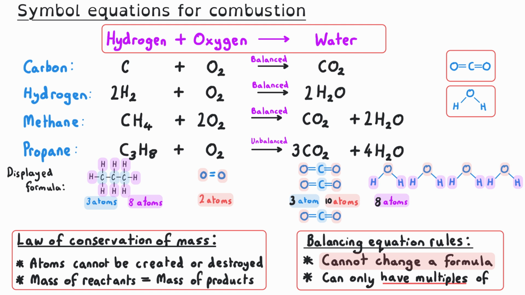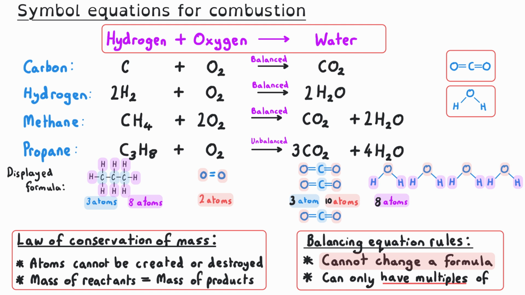Now, in terms of the oxygen, 3 carbon dioxide have got a total of 6 atoms of oxygen, and 4 H2O have a total of 4 atoms of oxygen. And so this gives us, in total on the right-hand side, 10 atoms of oxygen.